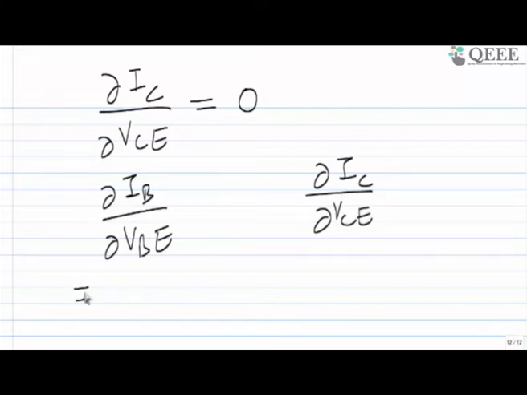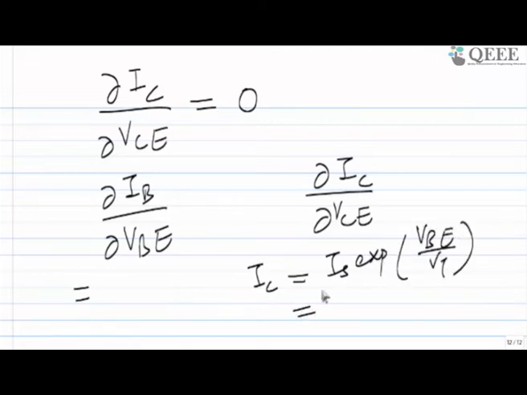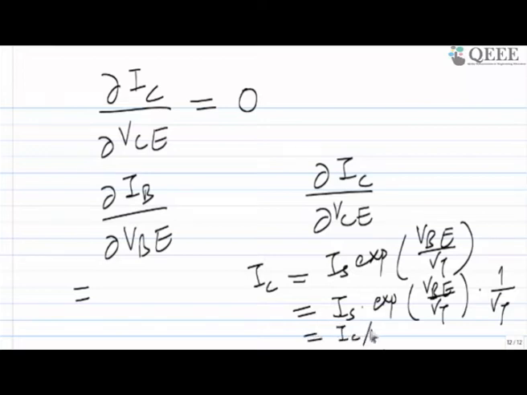Let's find out first del IC by del VC. IC is IS exponential VB by VT. If we take the derivative, you are going to see IS exponential VB by VT times 1 by VT. So can I call this one IC by VT? And similarly for this side, if I am doing del IB by del VB, it's the same IC by beta. So it's IC by beta VT.